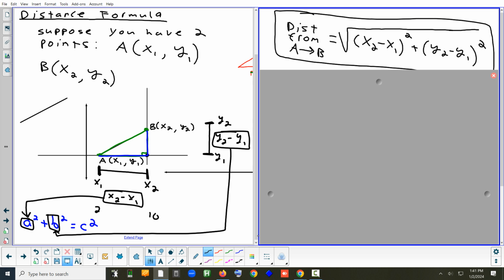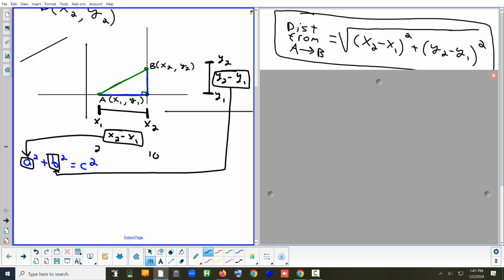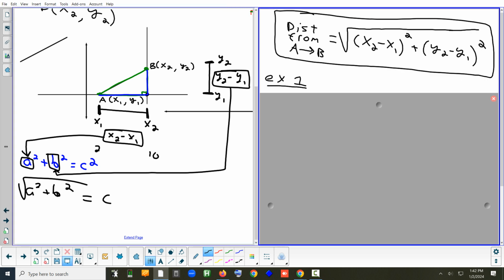And now, why did I put this square root here over the whole thing? Because c is squared as well, so you need to square root the other side as well. Right. I'm trying to get c by itself. So to get c by itself, I need to take the square root of both sides. And that's exactly what that formula is. That's the Pythagorean theorem, just written in terms of using coordinates instead of using the A, B, and C.